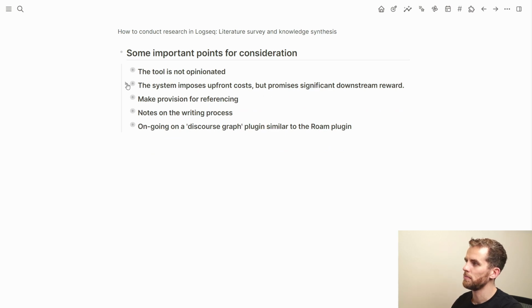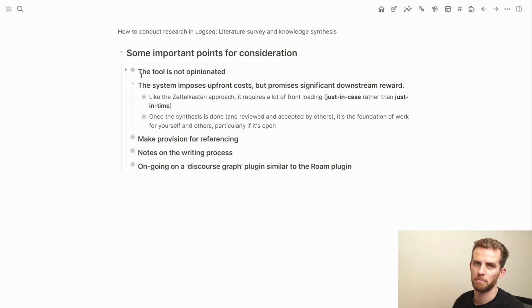Now, this system clearly imposes some upfront costs, but it really promises significant downstream reward. It's like the Zettelkasten approach. It requires a lot of front loading, and the whole idea in the Zettelkasten approach is just in case instead of just in time. Just in time is when you have a deadline and it's like, I need to do this, and it's a very linear way of working. The just in case is a very divergent, non-linear way of working.